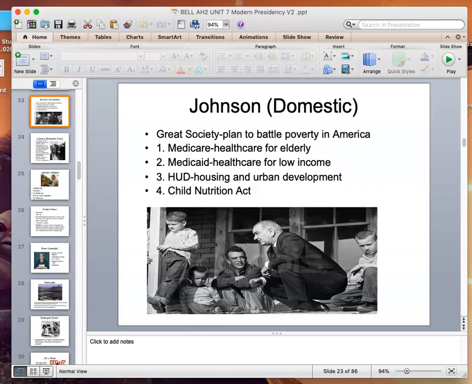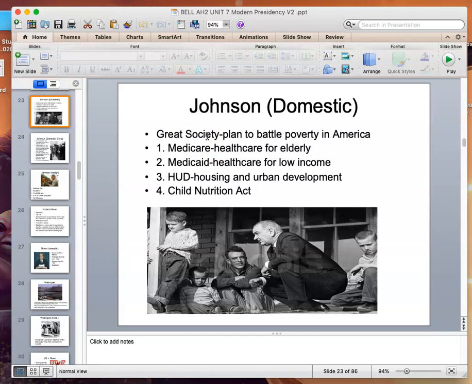We covered the Great Society in a previous notes session, so there's not much to cover here. We covered the Medicare, Medicaid part. Remember, Medicare is health care for the elderly. Medicaid is health care for the low income, people in poverty. Don't ever forget that. Make sure you don't mix those up.